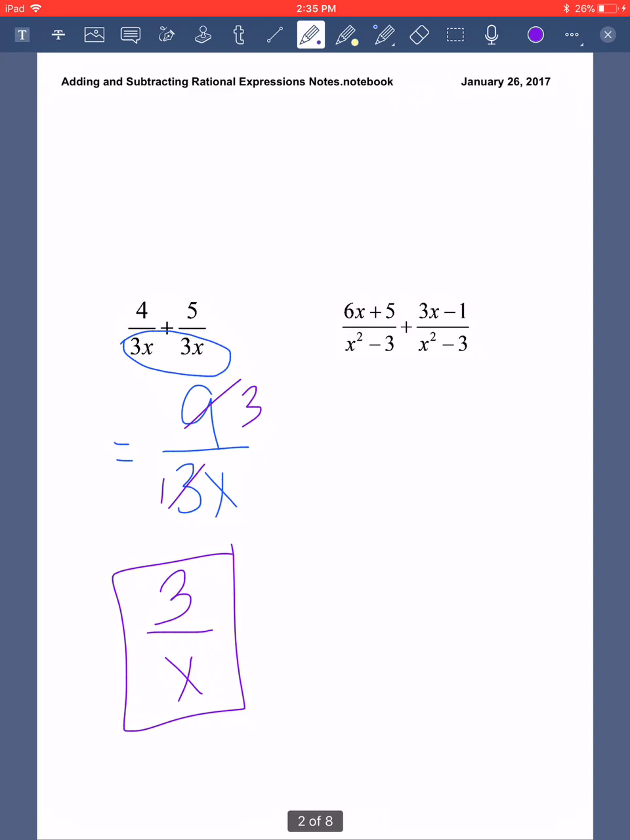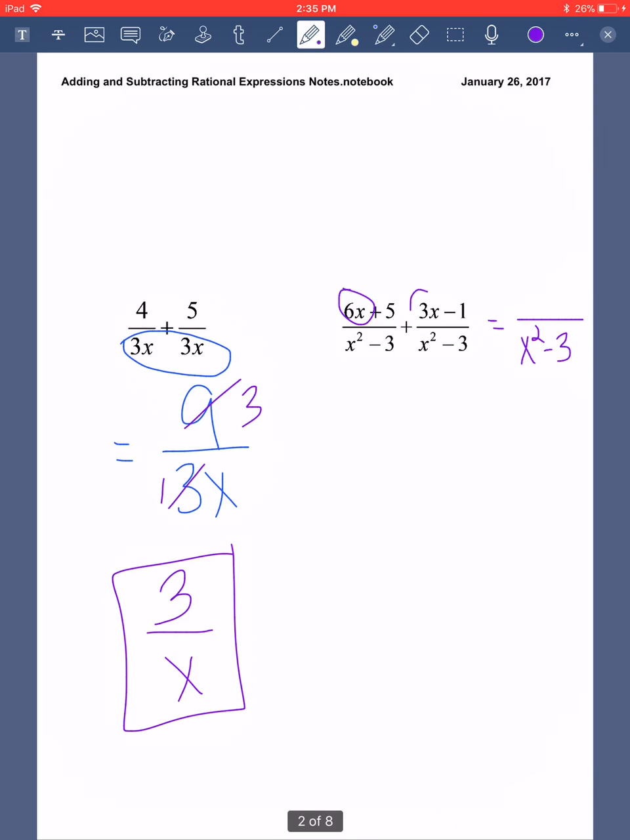Next up, I have x plus 5 over x squared minus 3 plus 3x minus 1 over x squared minus 3. I have a common denominator. That common denominator is x squared minus 3. So the numerator now, all I have to do is I need to factor. So, not factor, I'm sorry. I'm going to be combining like terms.